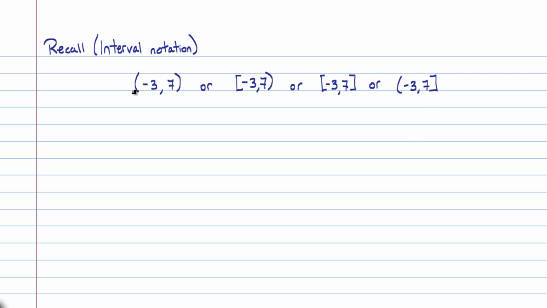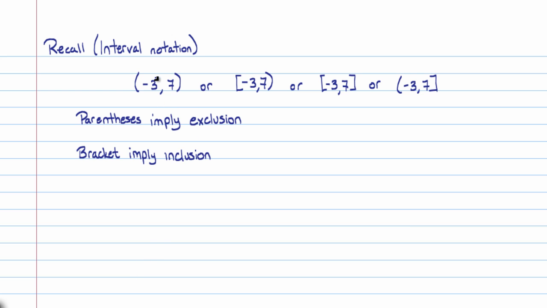The first thing we'll do is recall just what interval notation actually is. And an interval notation is this stuff right here when we have something like parentheses, -3, comma, 7, parentheses. Or bracket, -3, comma, 7, parentheses. Or bracket, -3, comma, 7, bracket. Or parentheses, -3, comma, 7, bracket. So four different kinds of interval notations, really talking about very similar intervals, but not exactly the same intervals.